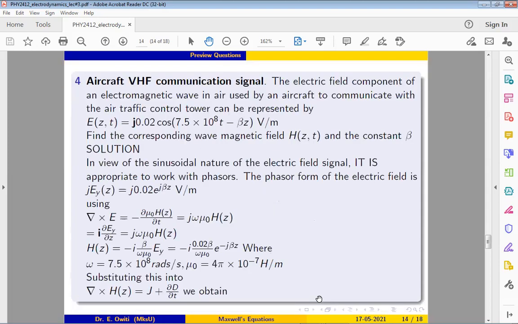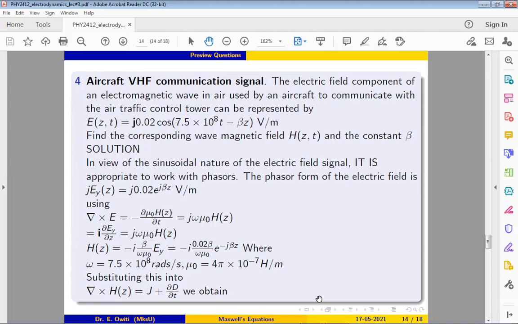So then, we have a final question here. The electric field component of an electromagnetic wave in air used by an aircraft to communicate with the air traffic control tower can be represented by that form there. So we have an electric field component, which is given only for the y component. That's why you have the j there. Find the corresponding wave magnetic fields Hz and the constant B. Wow, this one is interesting.